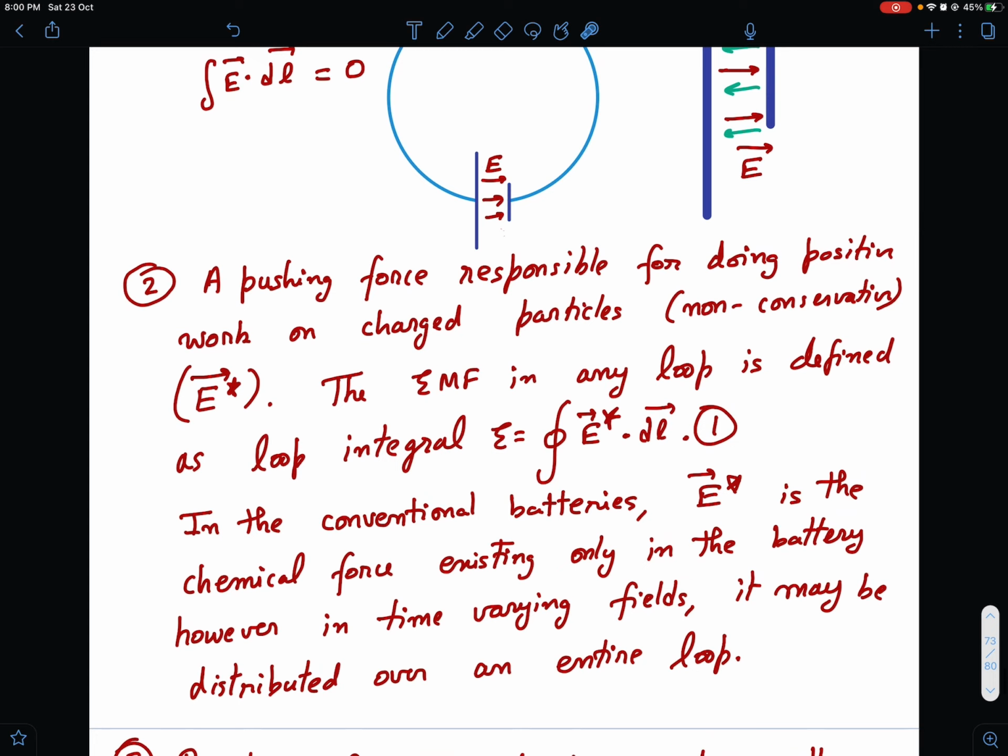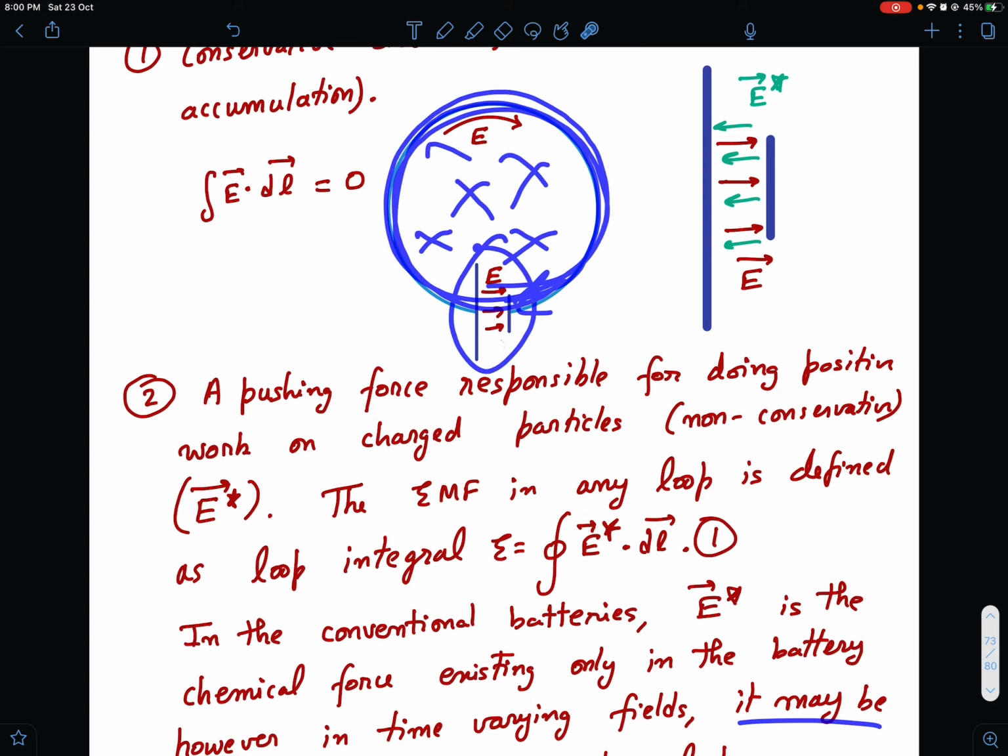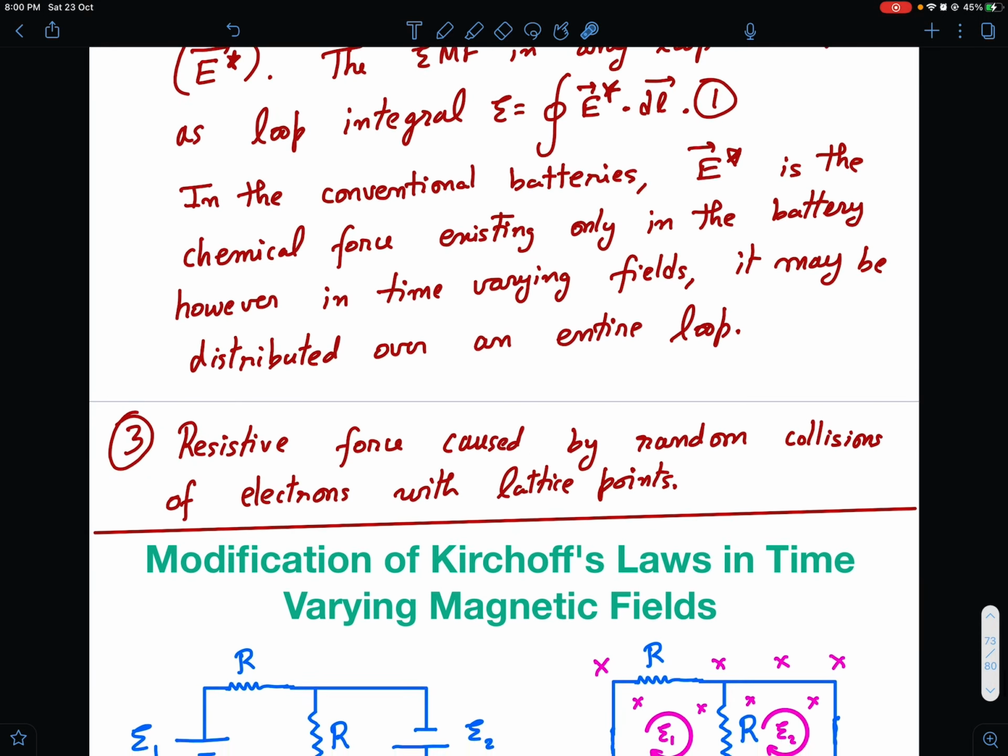In conventional batteries, what is E star? E star is the chemical force which exists only in the battery. However, in time varying fields, it may be distributed over the entire loop. As I told you, if there's a time varying region of magnetic field, there will be EMF throughout the loop, not just a localized lumped EMF.